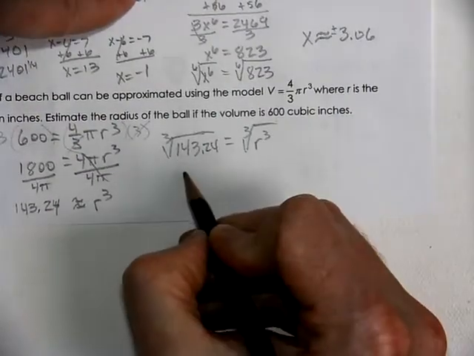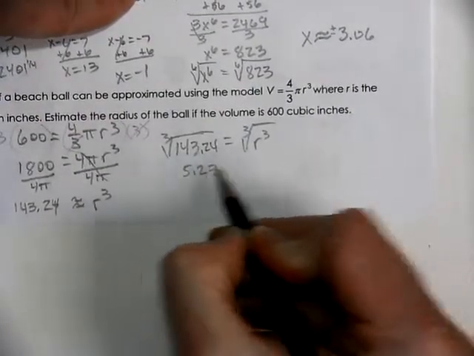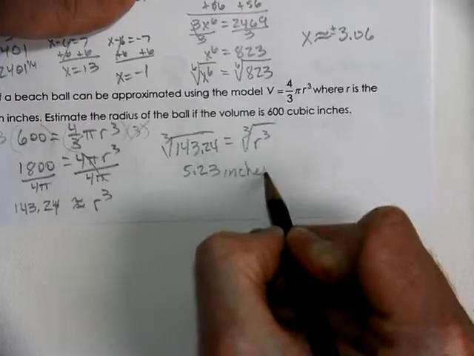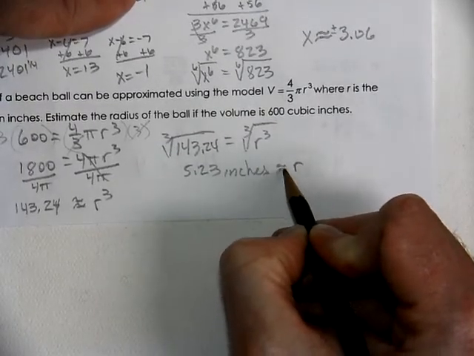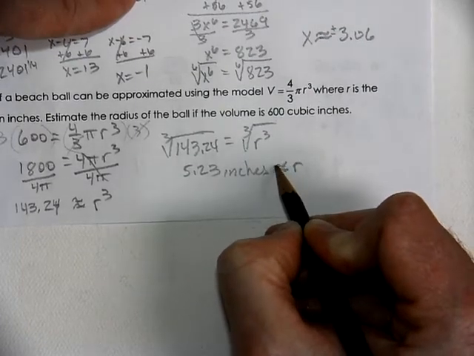So this is going to be 5.23 inches is going to be your radius. That is still an approximated answer.